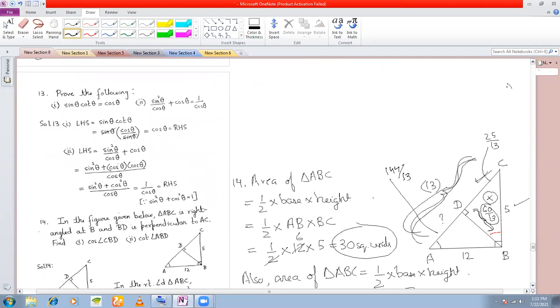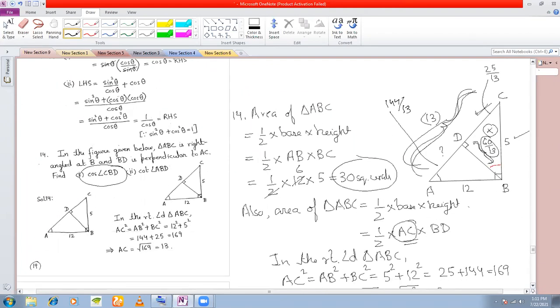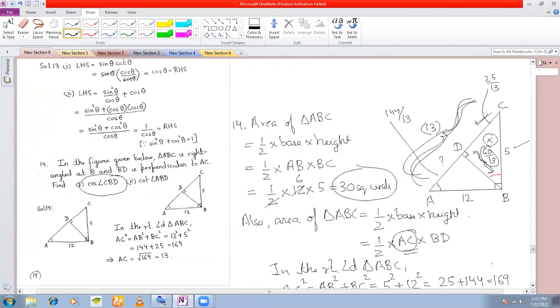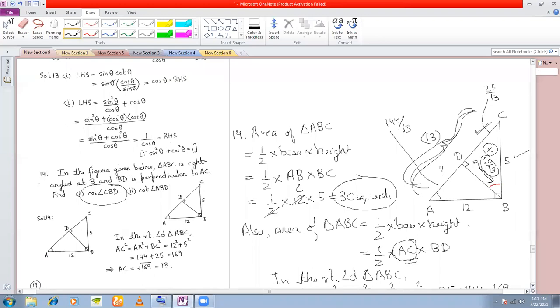Now we have got all the lengths. What is the first question here? We have to find cos of angle CBD. Cos of this red marked angle. What is cos? Base by hypotenuse. Now we shall see from the figure which one is my base. See the red marked angle here? Opposite to the red marked angle will be a perpendicular. So this is my perpendicular. So this becomes my base. The base is BD. Hypotenuse is BC. So BD by BC.